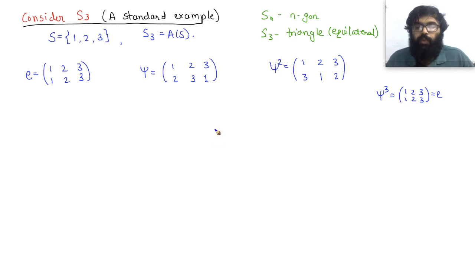So there is rotation. What else is possible? We have rotated by 120 degrees and 240 degrees. What if we rotate in the other direction by 120 degrees?